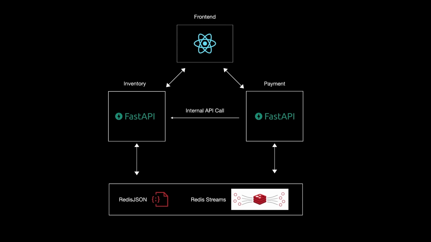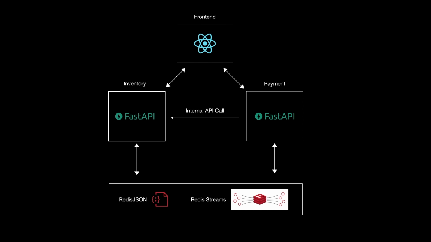The frontend of this app will be in React, and we will have two main microservices. One is the inventory microservice and the other one is the payment microservice. The inventory microservice will store products and the payment microservice will purchase those products.